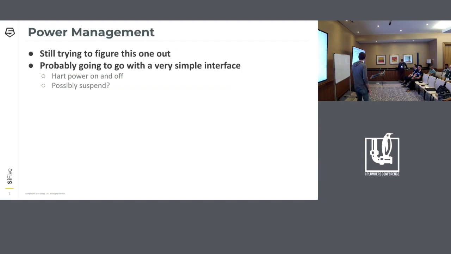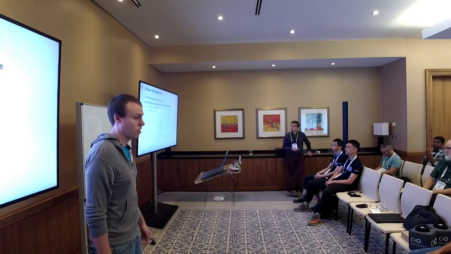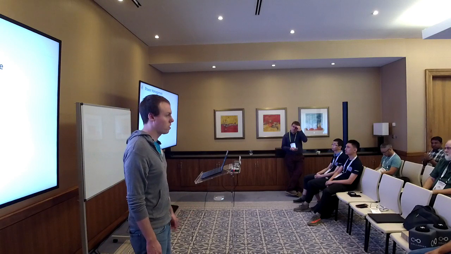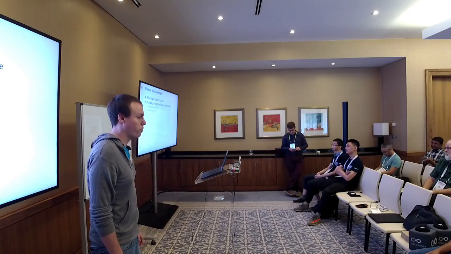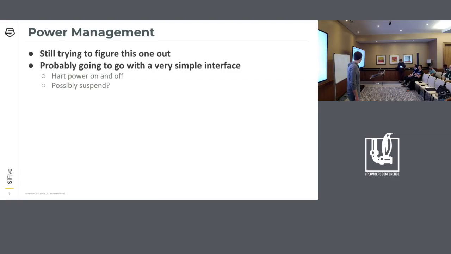Power management stuff, we haven't really figured out this one yet. So we're still arguing about it on the mailing list. There are a couple of proposals bouncing around, of varying degrees of completeness. It looks like right now we're probably going to go with something super simple. Previously in RISC-V land, all the harts, so harts are the cores, the hardware threads, would all just come up and enter Linux at arbitrary times. We've been told that's a pretty bad idea. So we're going to change that over to an explicit hart power on and off scheme. I think that's pretty locked in.